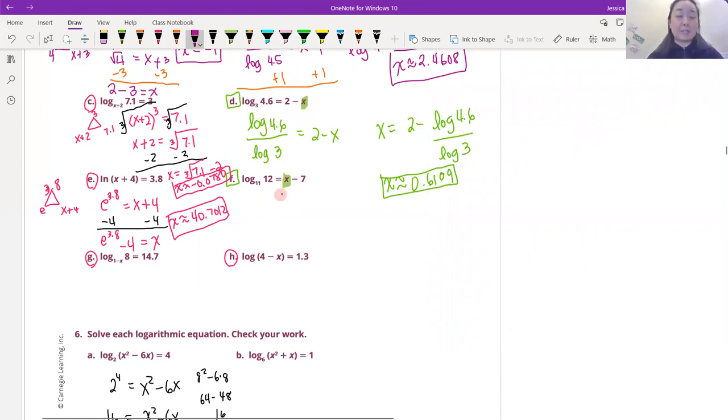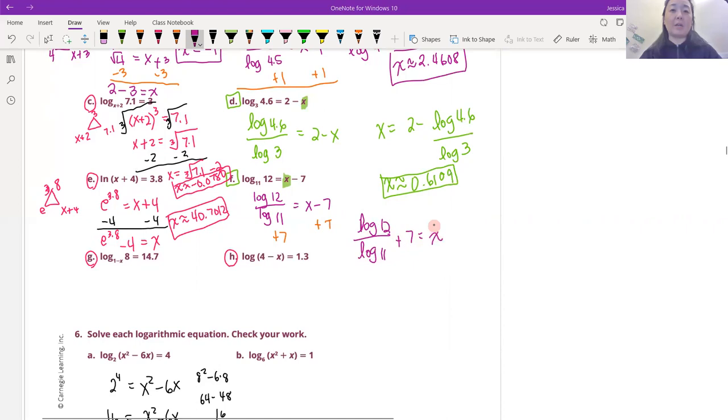And then we're going to try this one. So again, this is the last one we're going to use change of base with. So this is going to be log of 12 over log of 11 is equal to x minus 7. I get rid of the -7, add 7 on both sides. And so you're going to get log of 12 over log of 11 plus 7 is equal to x.